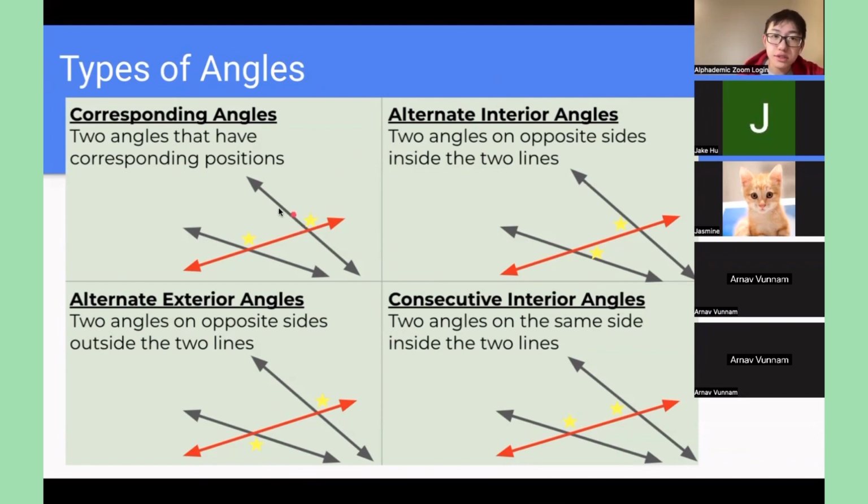And then, of course, the angles are all marked by the stars, so you know which ones we are talking about.